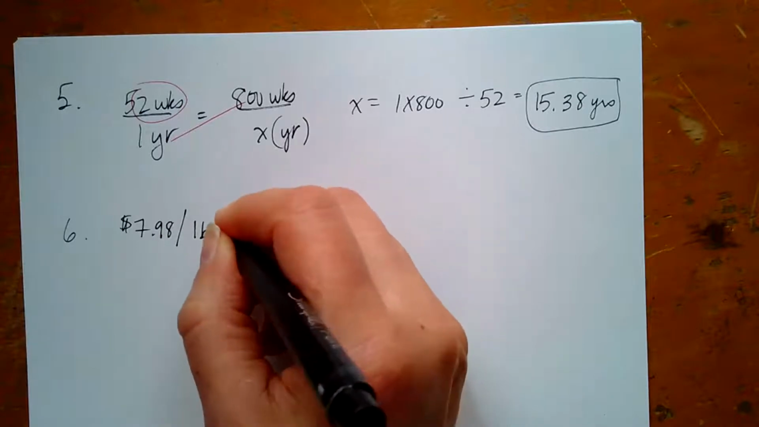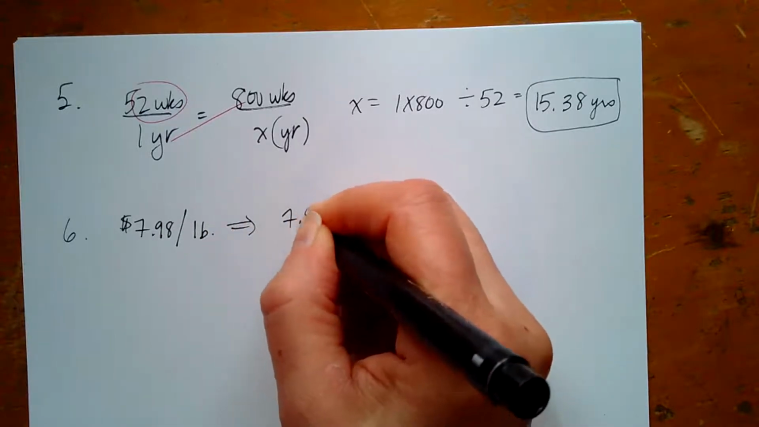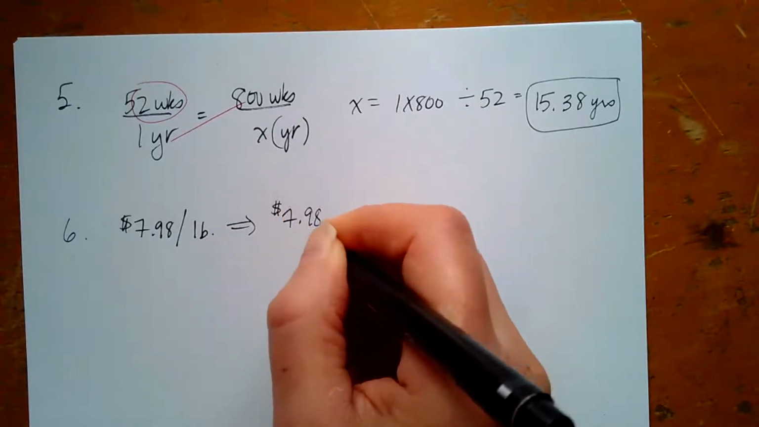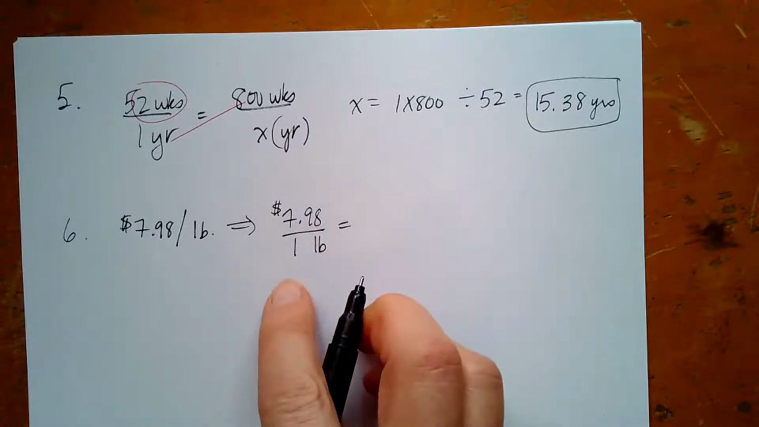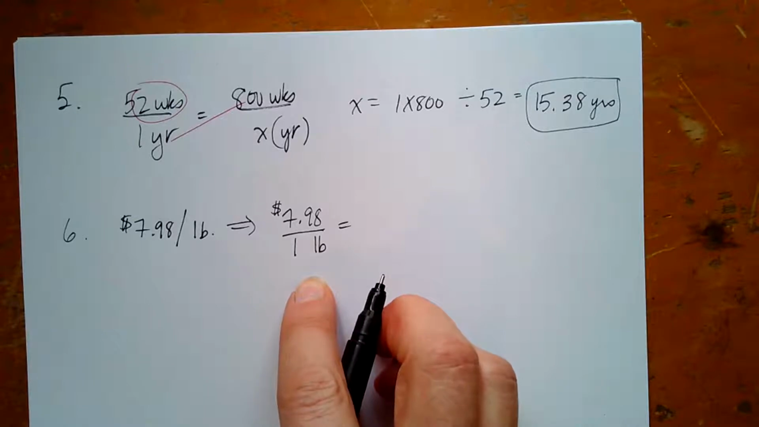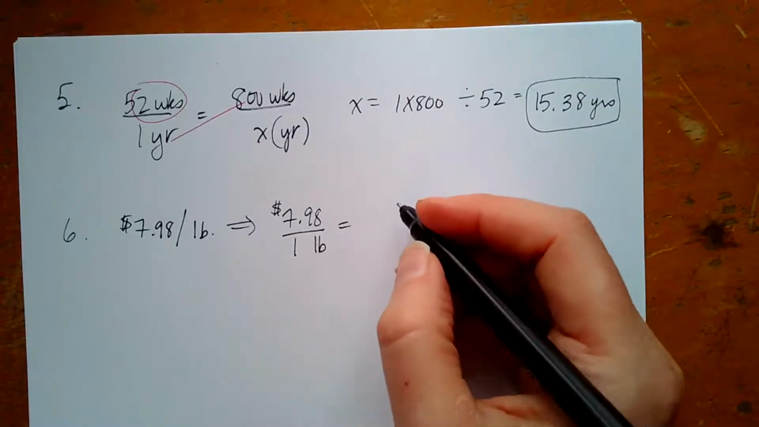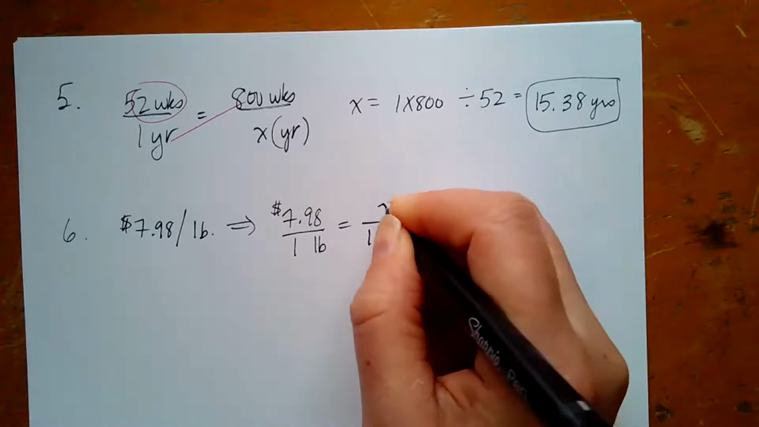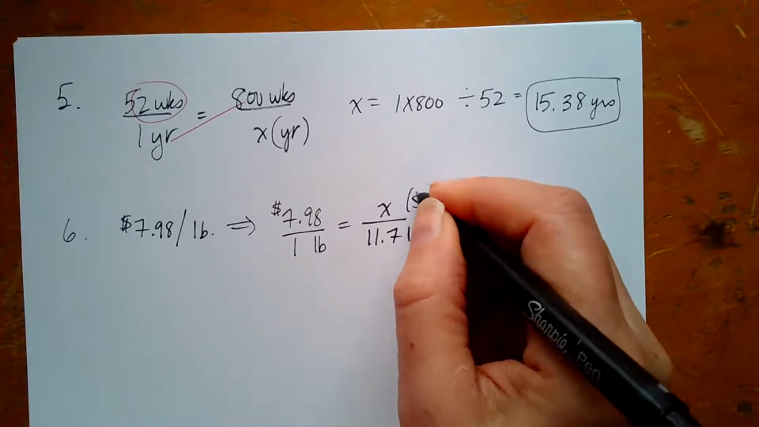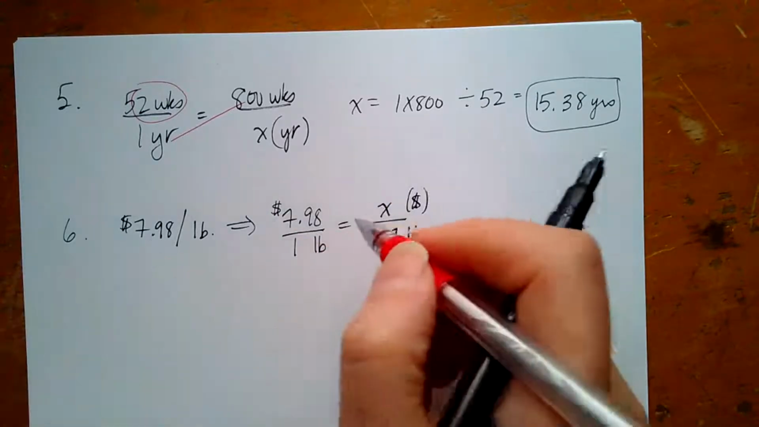So that means I can set the fraction up. This is the money. And on the bottom is 1 pound, right? Per pound means per 1 pound. If your package weighs 11.7 pounds, okay, so the pounds go on the bottom. Find the dollar amount, right? This is the dollar amount. Okay.